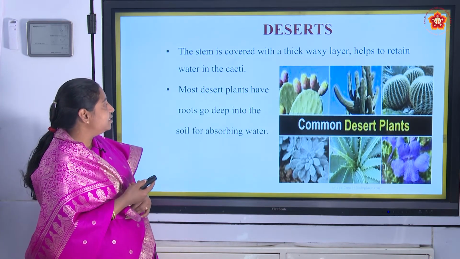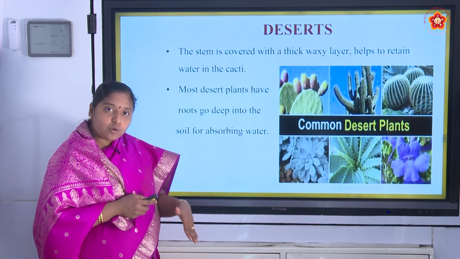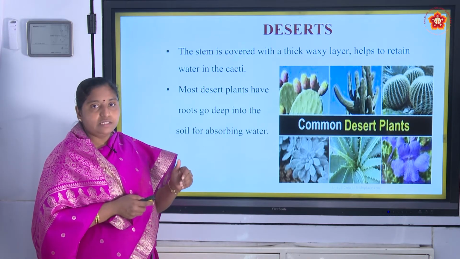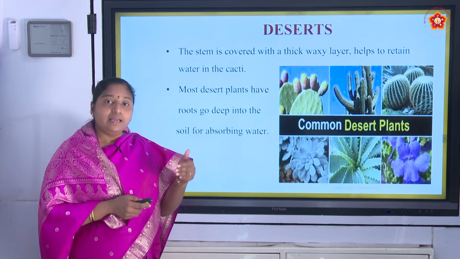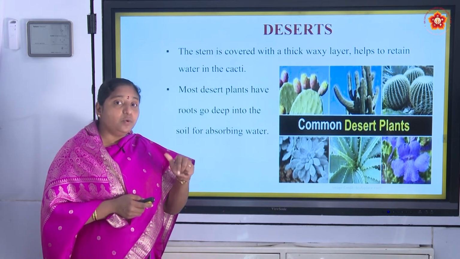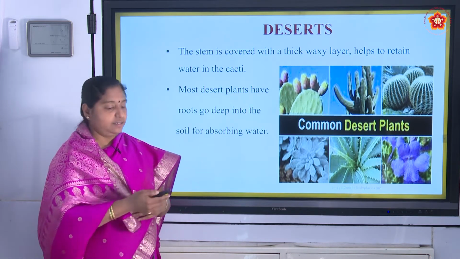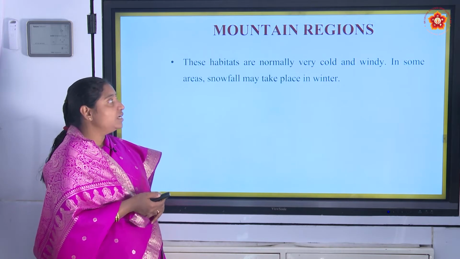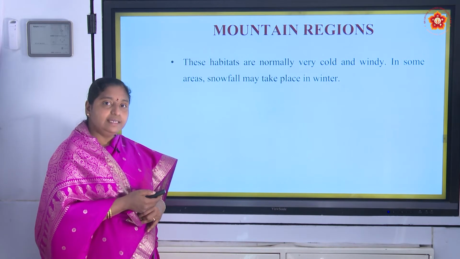Most desert plants have roots that go deep into the soil for absorbing water, because in the desert the availability of water is very less. It has to go deep inside. Hence the roots go deep inside the soil to absorb more water. Those are some adaptations of plants and animals which live in the desert.